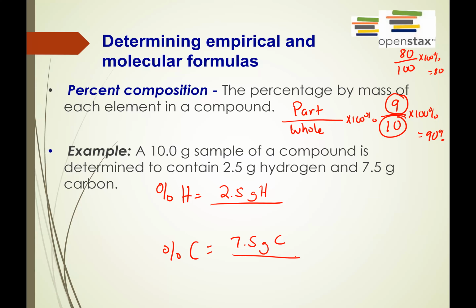2.5 plus 7.5. So our whole is just 2.5 plus 7.5, and then times 100. And that's how you do percent composition. You just take part over whole times 100. Figure out the part, figure out the whole. And this is 10 because it tells you when you add it up, it says 10 grams. So I'm just going to write 10 grams, 10 grams times 100. Now, here's hydrogen.